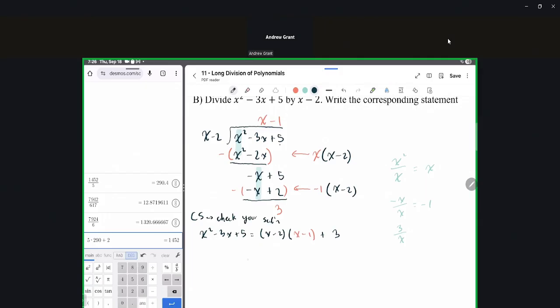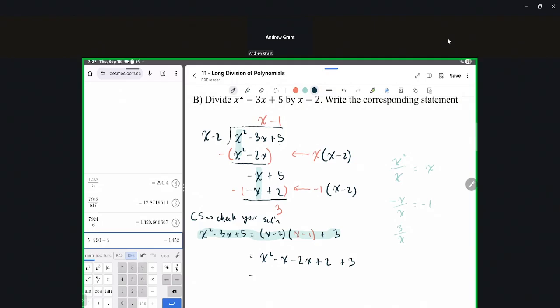Because I can just expand out the right side to make sure I get the left side. So x times x, and I should mention at this point this is a complete solution, that's done, but we're just going to check our answer to see what the purpose of the corresponding statement is. So x times x is x squared, x times -1 is negative x, -2 times x is negative 2x, -2 times -1 is positive 2, plus 3.